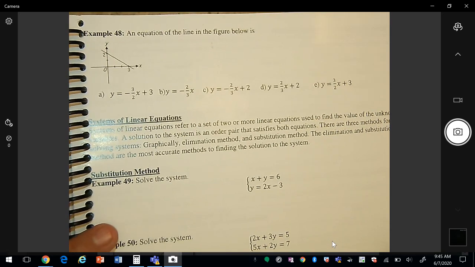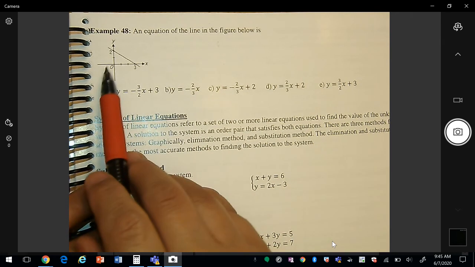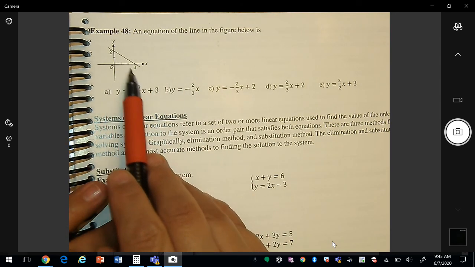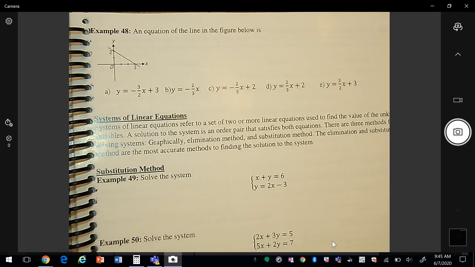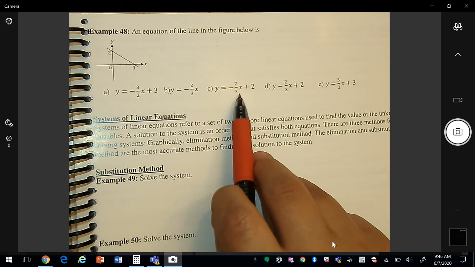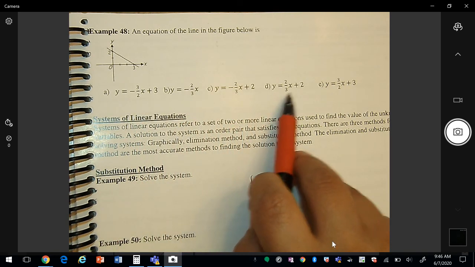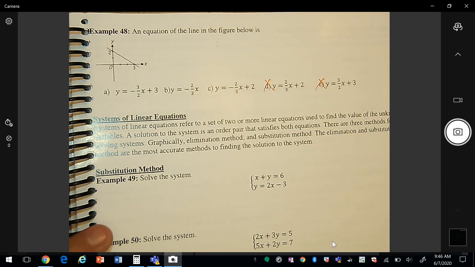Write an equation of a line using the figure below. So again, we can get rid of things that we know are not the answers. For example, from left to right, this line is decreasing. Since the line is decreasing, that means the slope has to be negative. So this has a negative slope, negative slope, negative slope, positive slope, positive slope. So letter D and letter E are out.